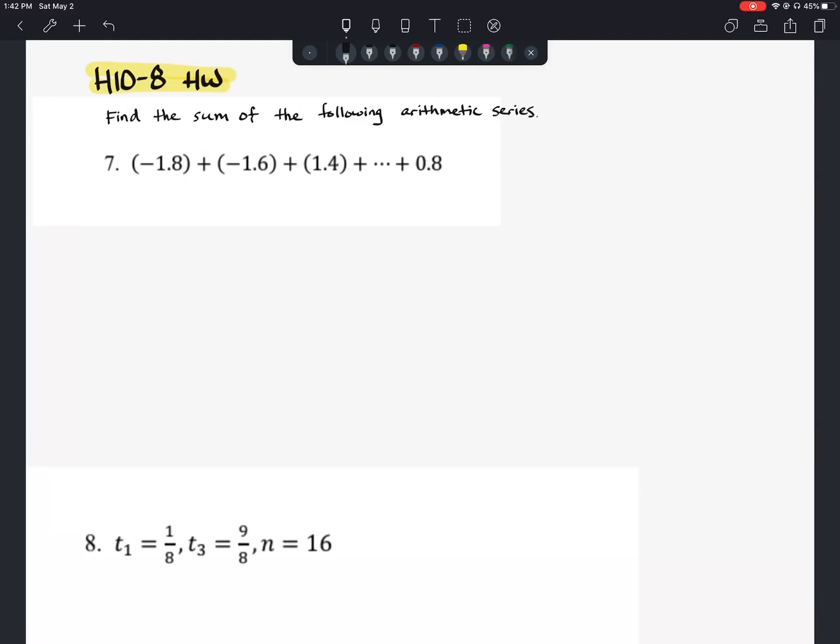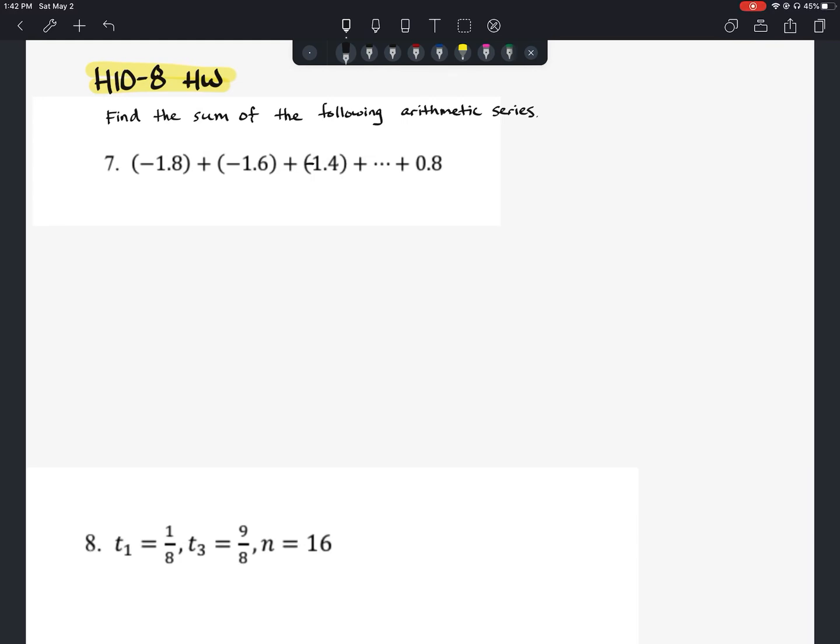This is problem number 7 from the H10-8 homework. Find the sum of the following arithmetic series. So our series goes negative 1.8 plus negative 1.6 plus, and that is supposed to be a negative 1.4. There is a negative sign missing there. And then plus dot dot dot all the way over to positive 0.8 at the end.